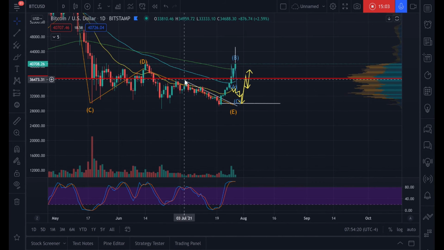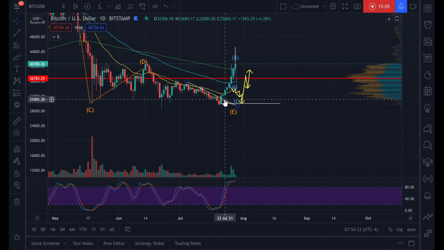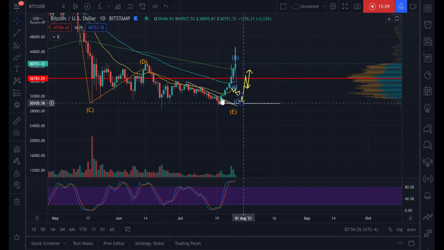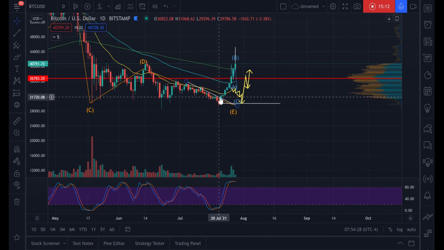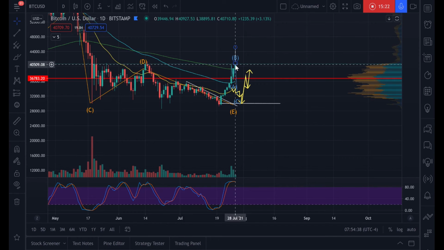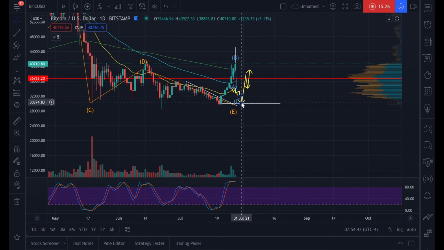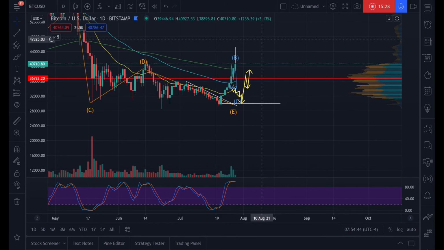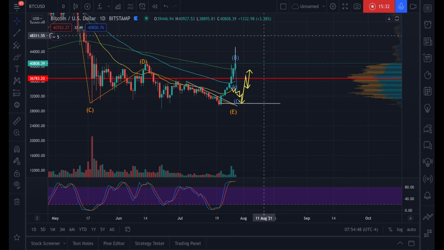My thesis was this. We had a breakout of a diagonal resistance, right? Basically a triangle. And the breakout occurred here on the 21st of July, which I called on the channel. One of the predictions that I made correctly. And we're going up. And usually after a breakout, what happens? You come back to retest the site of the breakout, and then you break out again. And this is what I believe is going on, not only in Bitcoin, but in a lot of other projects.